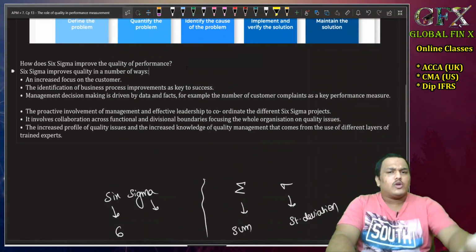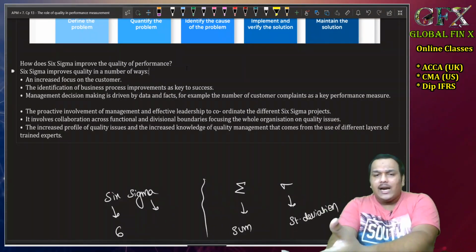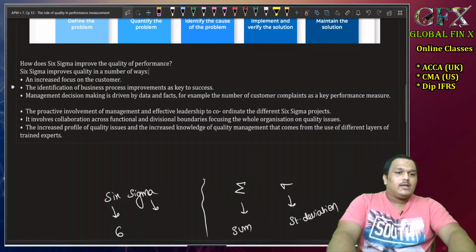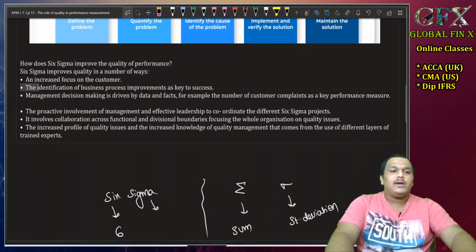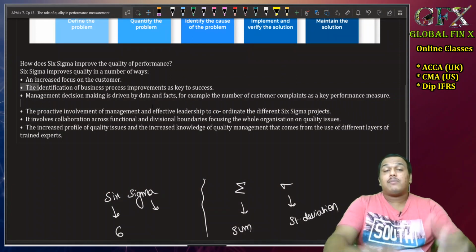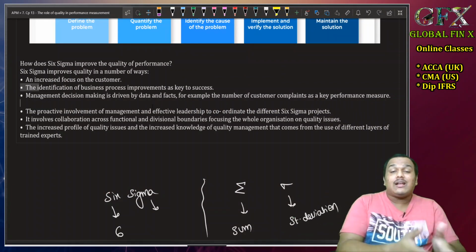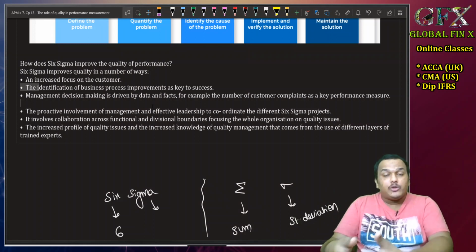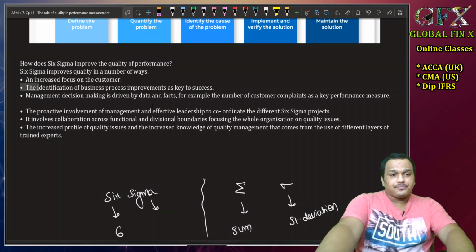Very simple. You focus on the customer, you try to reduce the defects, so your cost will be saved and businesses will be improved, right? See, increased focus on the customer, identification of business process improvements, and management decision making is driven by data and facts, not just by assumptions. Now we calculated the data, we took the mean, the average, the standard deviation and all. So it's data driven.